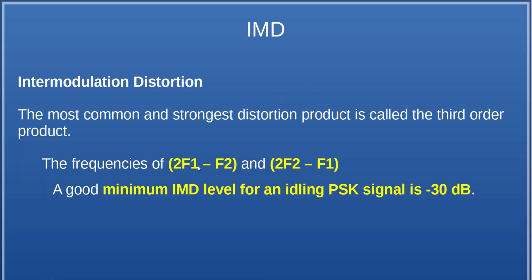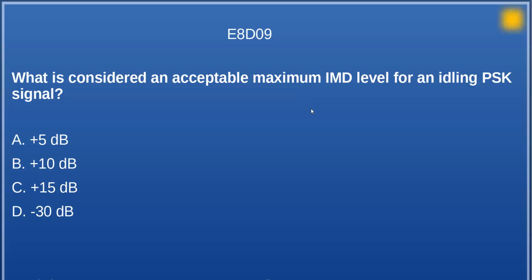I just threw this one in so you know it, because if you remember, there was one question where you actually had to calculate one. The main one here is what they call an idling PSK signal. The IMD level should be minus 30 dB or better. And our internet is unstable, I know that. I had a hard time getting connected. What is considered an acceptable maximum IMD level for an idling PSK signal? Delta.